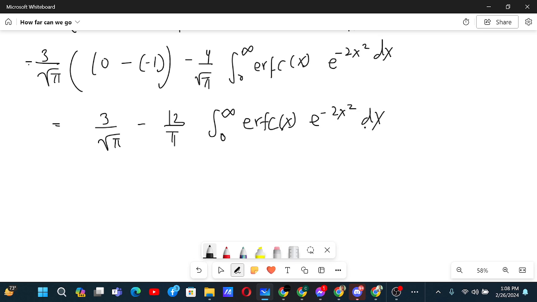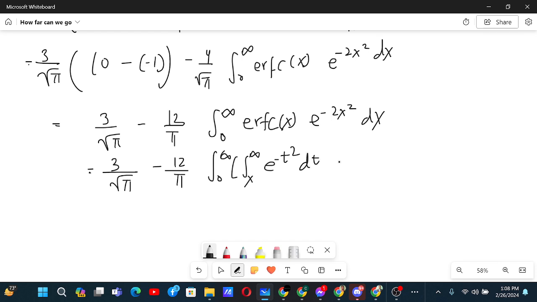Now over here, if you try to use integration by parts, that will be a lot messier than what it is now. So a good way will be to change this to a double integral, 0 to infinity. Now we know that RC of x is just integral from x to infinity of e to the power minus t squared dt. So we can change it to integral and then exchange the order of integrals, and that will simplify our task. Minus 2x squared dx.